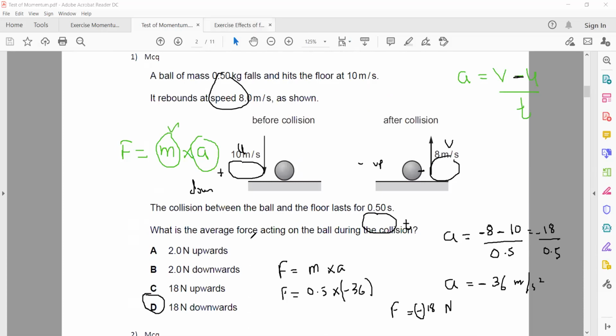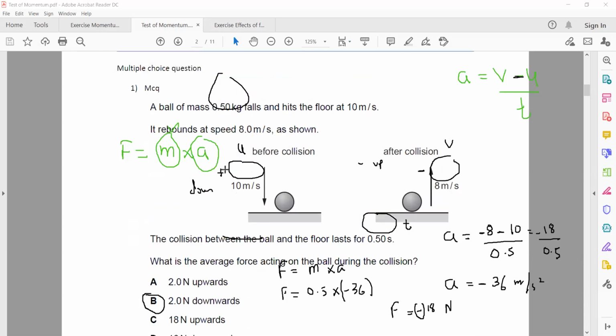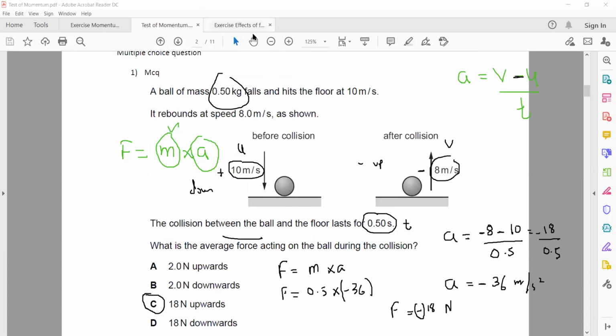We need a force. How to calculate a force? Force is mass multiplied by acceleration. So we have the mass, we need an acceleration. What is acceleration? It's a change in velocity divided by time. Final velocity we took as minus 8, initial velocity is plus 10. So minus 8 minus 10, because plus minus minus, divided by time. So we get acceleration as minus 36 meter per second square.